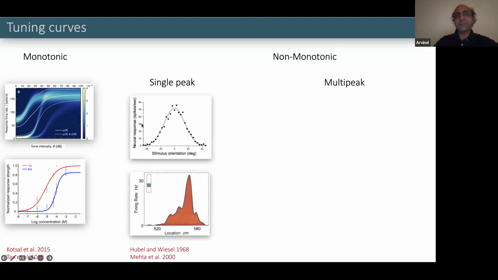But more interesting, perhaps, and more familiar to us, are the non-monotonic tuning curves. For instance, the classic example of single peak tuning curves that we see in early visual areas. Also, if we go further away from just pure sensation, for instance, place cells, they would be an example of a single peak tuning.